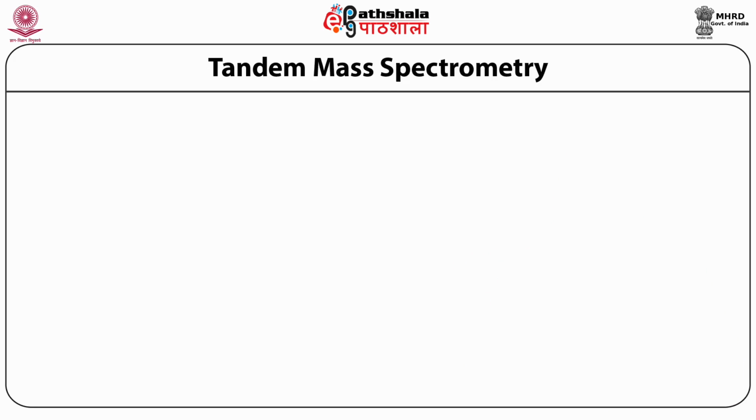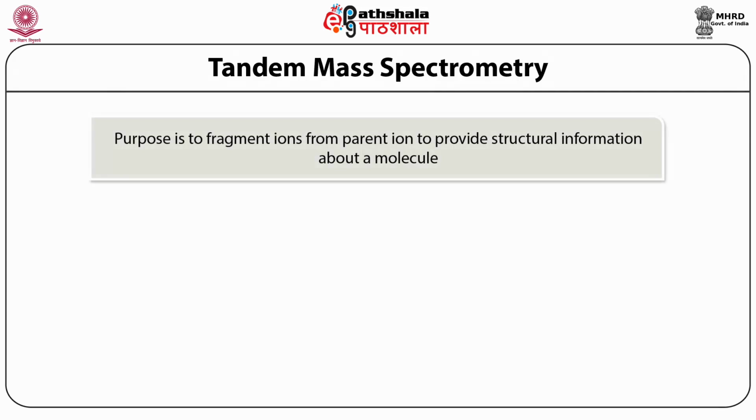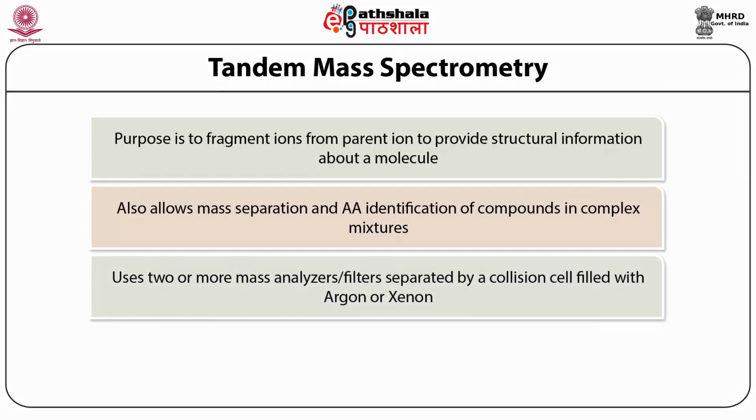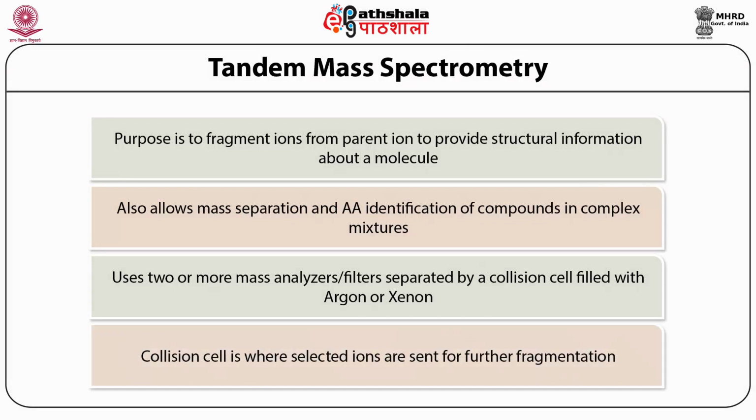Tandem mass spectrometry has the purpose of fragmenting ions from a parent ion to provide structural information about a molecule. It allows mass separation and amino acid identification of compounds in a complex mixture. It uses two or more mass analyzers which are separated by a collision cell filled with argon or xenon gas. The collision cell is where selected ions are sent for further fragmentation.